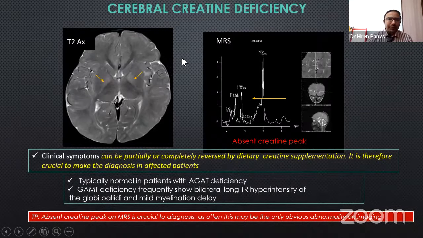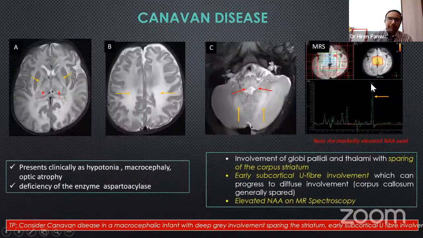Some of these deficiencies can have globus pallidus hyperintensity as shown in this condition, which is more often seen with GAMT deficiency. But AGAT deficiency, a creatine deficiency, has a normal scan, which we have to keep in mind. So the clue here is that we have to do MR spectroscopy also in those kinds of disorders to reach the diagnosis.